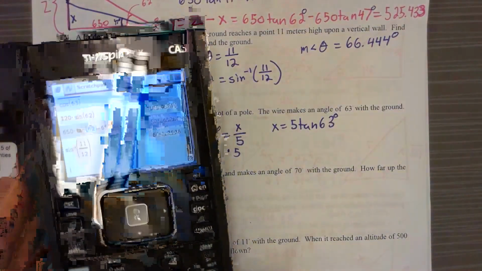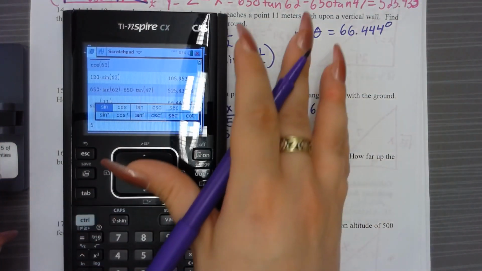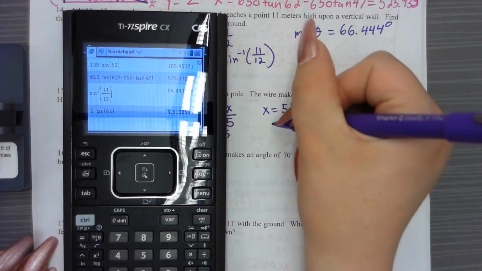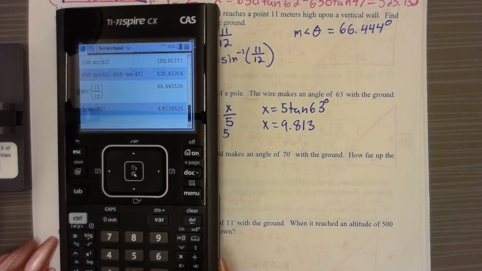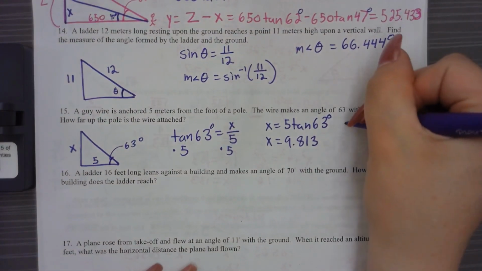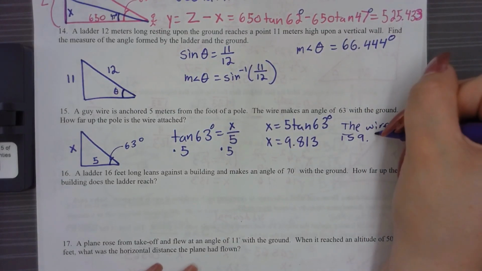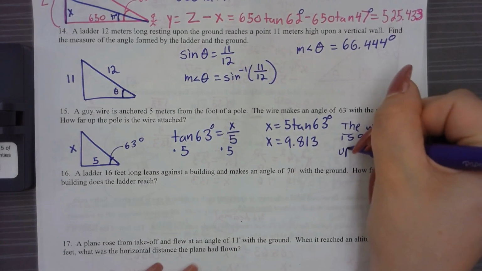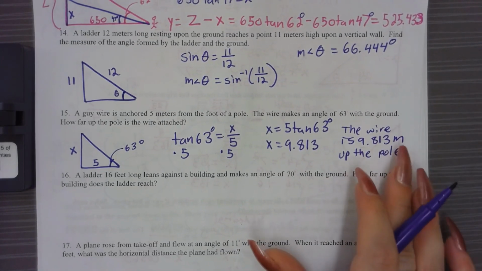Okay, so then we'd hop over to our calculator. And so we would say 5 times the tangent of 63. And so we would get that x is 9.813. Okay, so we can again say the wire is 9.813. This time we're in meters up the pole. So again, make sure you're paying attention to those units.